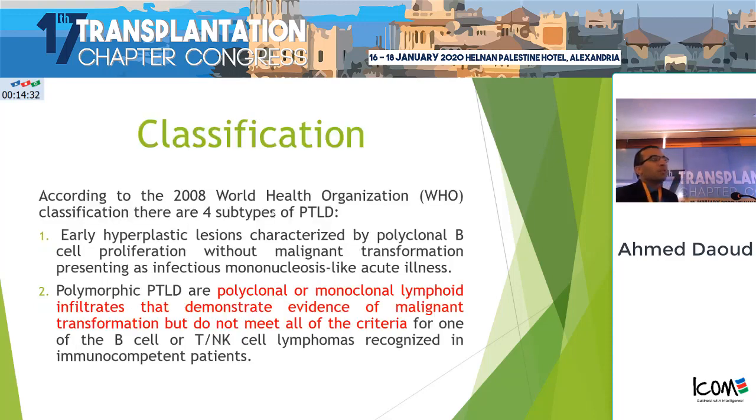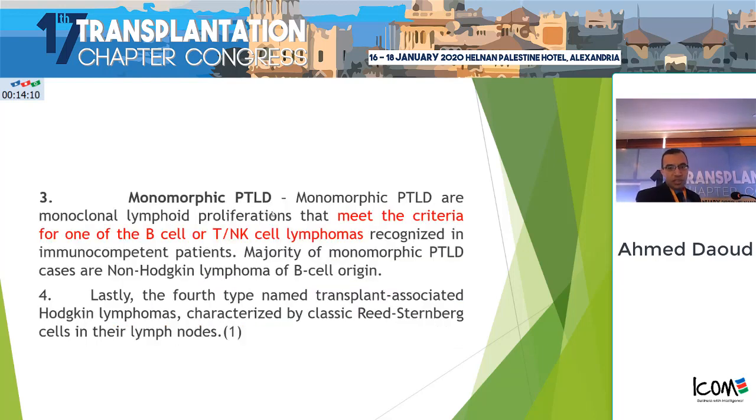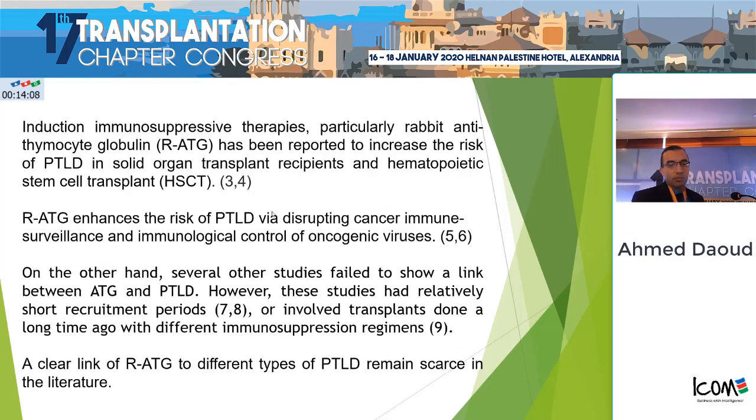There are 4 subtypes of PTLD according to the WHO classification in 2008. There are the early hyperplastic lesions, and these do not show signs of malignant transformation. We have the polymorphic PTLD, which does not meet all the criteria for one of the B cell or the T cell lymphomas. We have the monomorphic PTLD, which meets all the criteria for one of the B cell and the T cell lymphomas too.